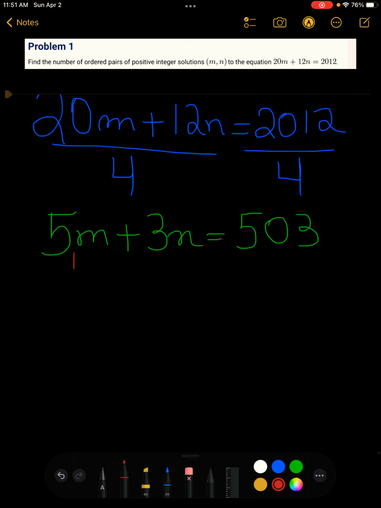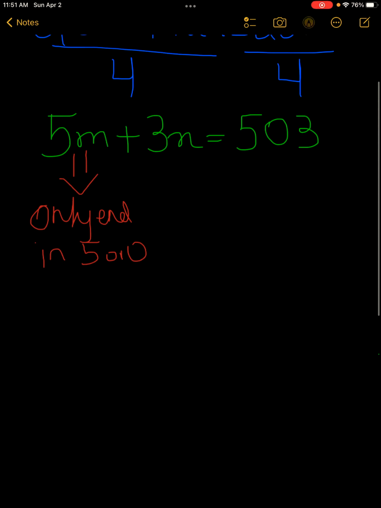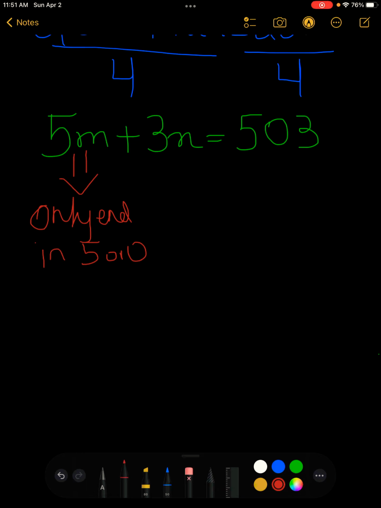Well, notice that this term, 5m, when you plug in a positive integer m, can only end in 5 or 0. Now let's consider what happens if 5m ends in 0. So let me write this.